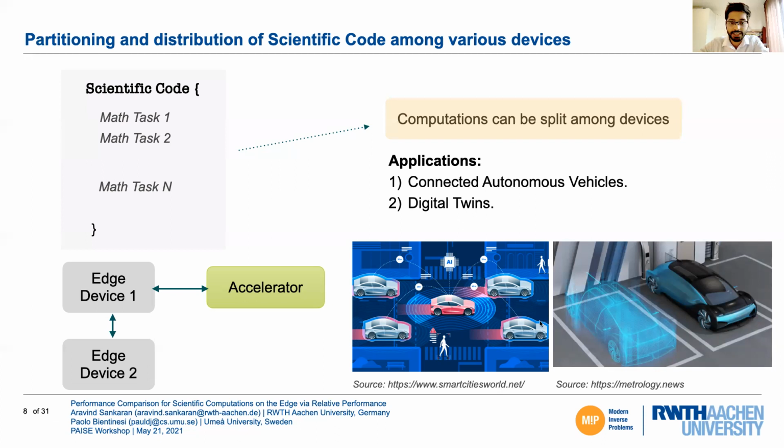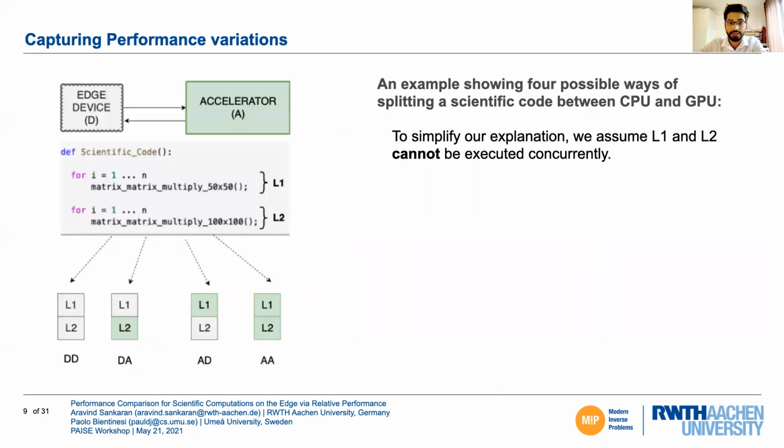All these applications can be represented as a scientific code with a sequence of mathematical tasks. And we have to choose the right split. Depending on how you split the code, the performance is going to be different. So to begin with, we first have to capture the performance variation for different splits.